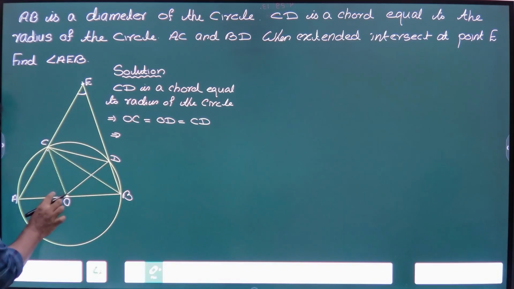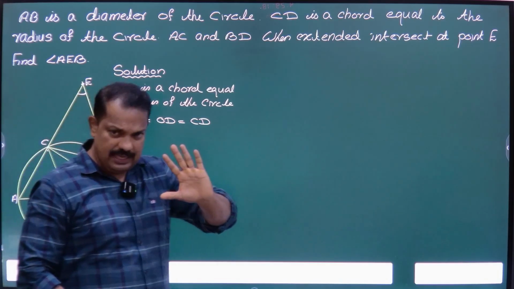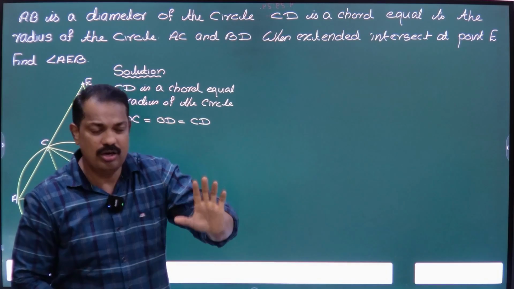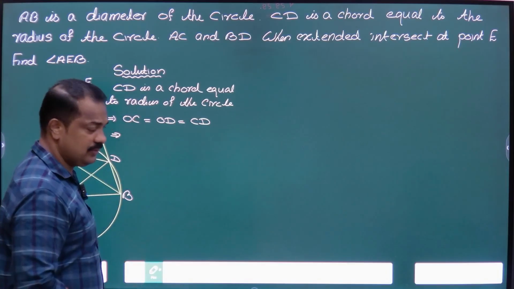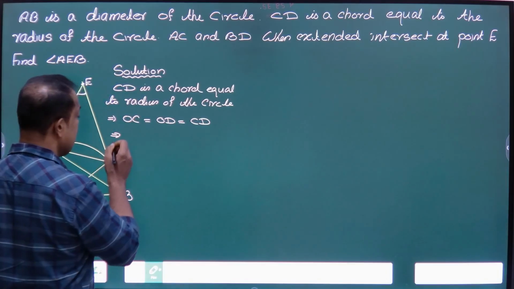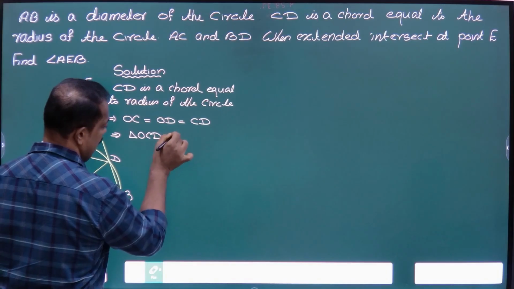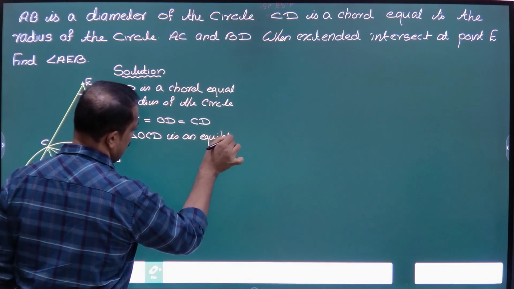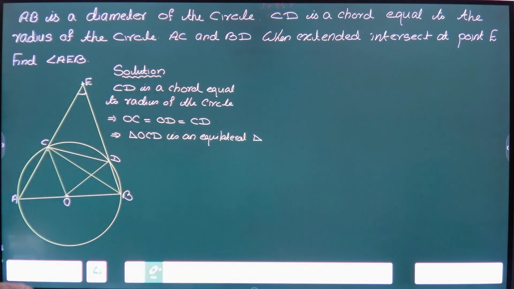Implies in triangle OCD, OC is equal to OD is equal to CD. The three sides are equal. In any triangle, if three sides are equal, such a triangle is called an equilateral triangle. So triangle OCD is an equilateral triangle.